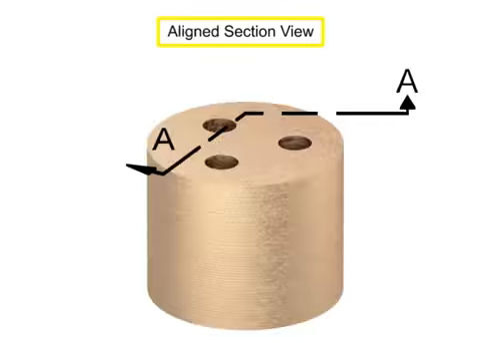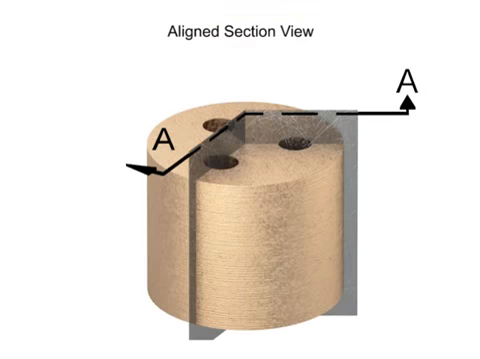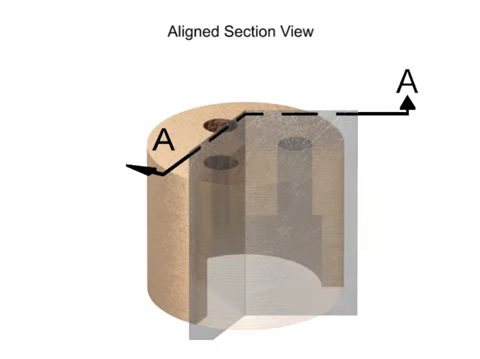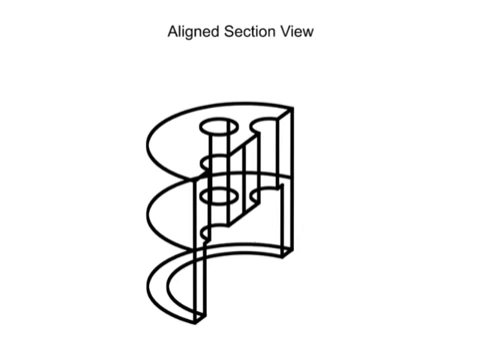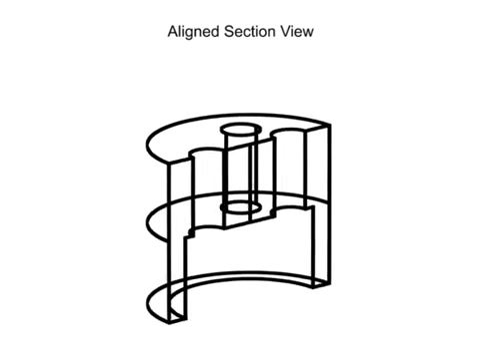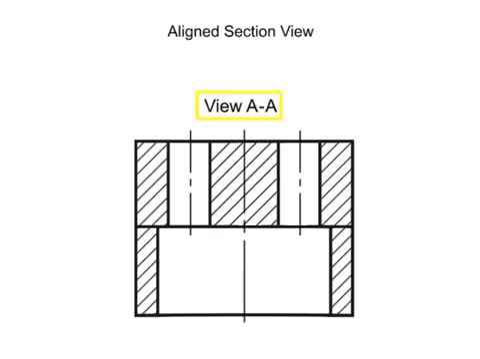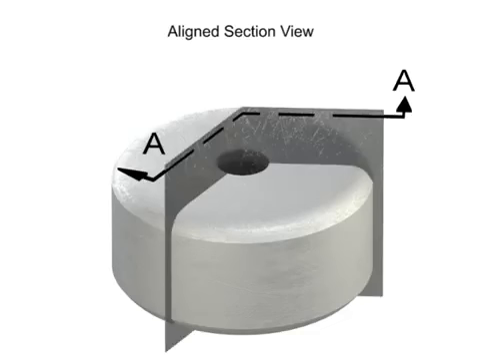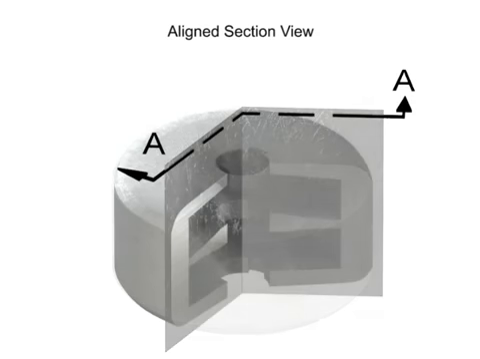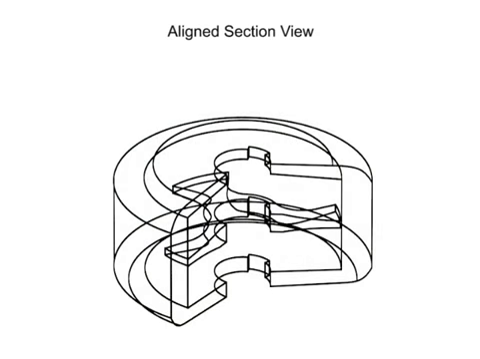Aligned section views occur where the cutting plane bends to pass through specific features of an object, then rotates to a normal vertical or horizontal plane and is projected to the section view. For circular parts, the cutting plane will almost always pass through the center of the part and then angle to another feature. Aligned views are typically used with complex or circular parts with interior features that do not appear in a straight line.